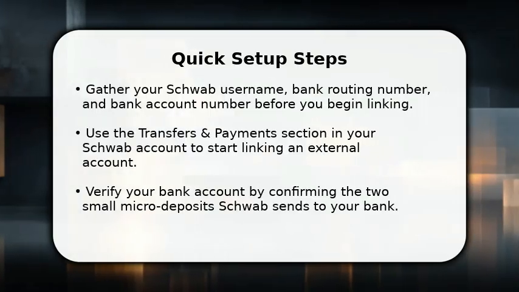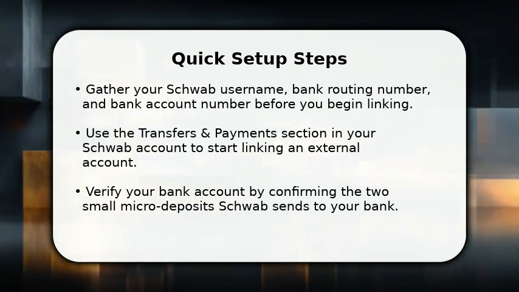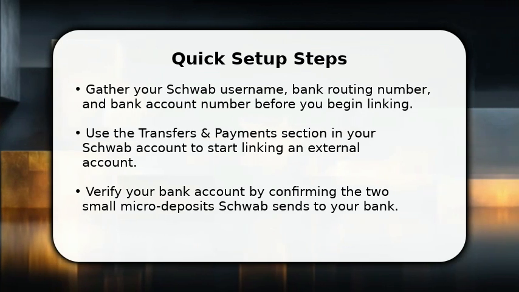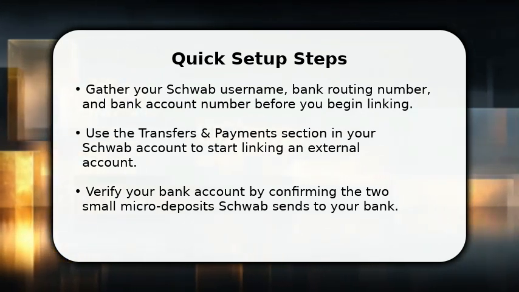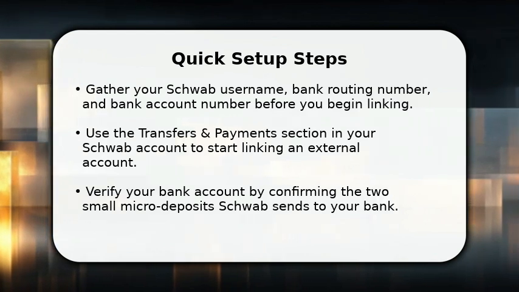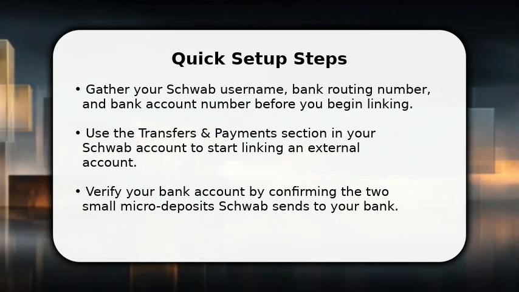In this video, I will show how to link your bank account to Charles Schwab Easy Guide. Start by gathering your Schwab login, bank routing number, and account number. Log into Schwab, open Transfers and Payments, and choose Link External Account. Enter routing and account numbers, verify microdeposits, and confirm the link.